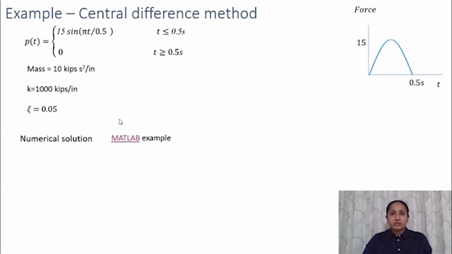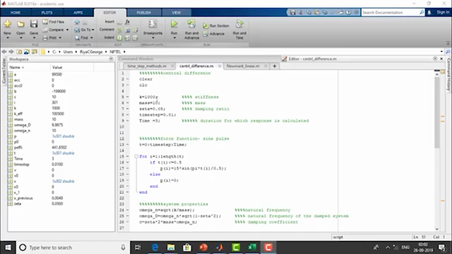This is the same example which we solved earlier, a single degree of freedom system, and the forcing function is a half sine pulse. So let's solve this using a Matlab code. As we did earlier, we can assign the values of the known parameters, that is stiffness, mass, damping ratio, time step, and the duration for which we need the response, etc.